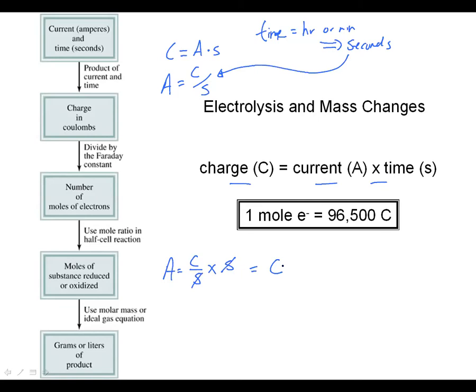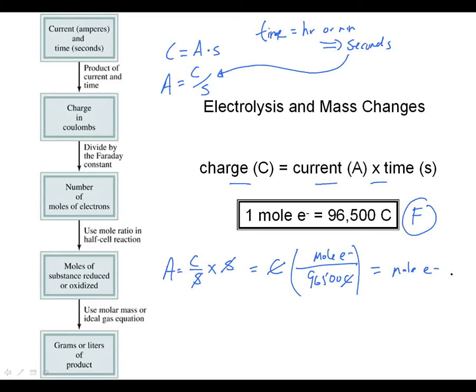Now, once you have the coulombs of charge, what you can use is Faraday's constant, by dividing by that 96,500 number that we used previously. That will cancel out the coulombs and leave you with moles of electrons. And it's at this point, once you get to the moles of electrons, that you will usually deal with the two half reactions that you have.